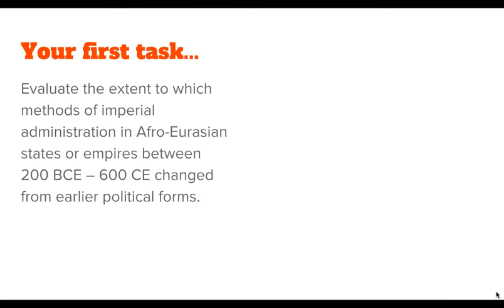Evaluate the extent to which methods of imperial administration in Afro-Eurasian states or empires between 200 BCE and 600 CE changed from earlier political forms. There is a lot of vocabulary crammed into this prompt. So let's break it down piece by piece and think about what it all really means.